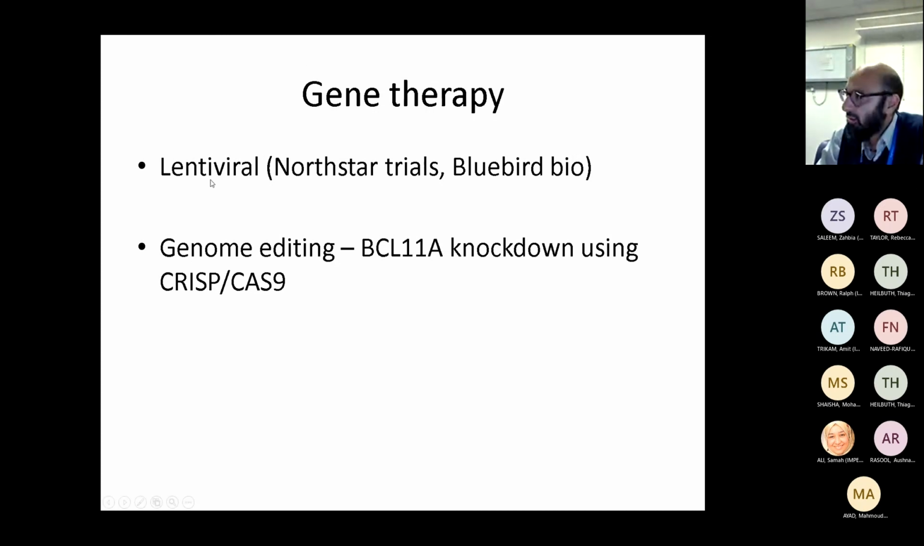But obviously, transplantation depends on having a suitable donor, and gene therapy, which is now another option, doesn't rely on having a suitable donor. There are two methods of gene therapy. Both involve collecting autologous cells from the patient and either introducing the beta-globin gene using a lentiviral vector and then giving those cells back to the patient after conditioning, or another method, which uses CRISPR-Cas9 technology to knock down this gene called BCL11A.